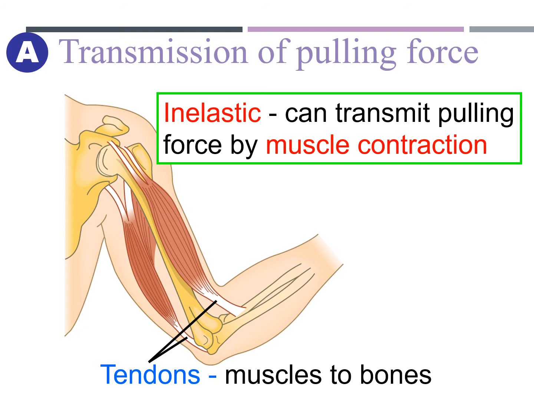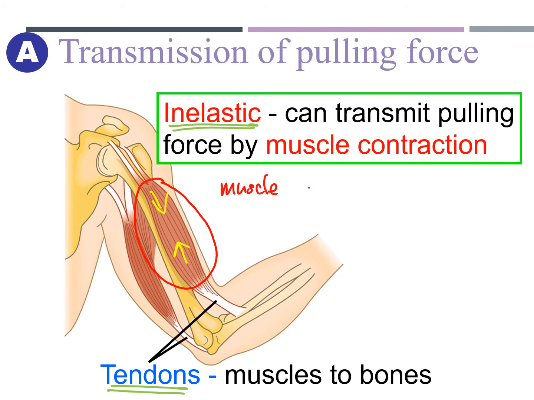Let's take a look. Right now, I'm using a red circle to circle the muscles. You have to know that muscles are connected to the bones by a structure called the tendons, and tendons are very inelastic. When muscle contraction occurs, the muscles will shorten during contraction.